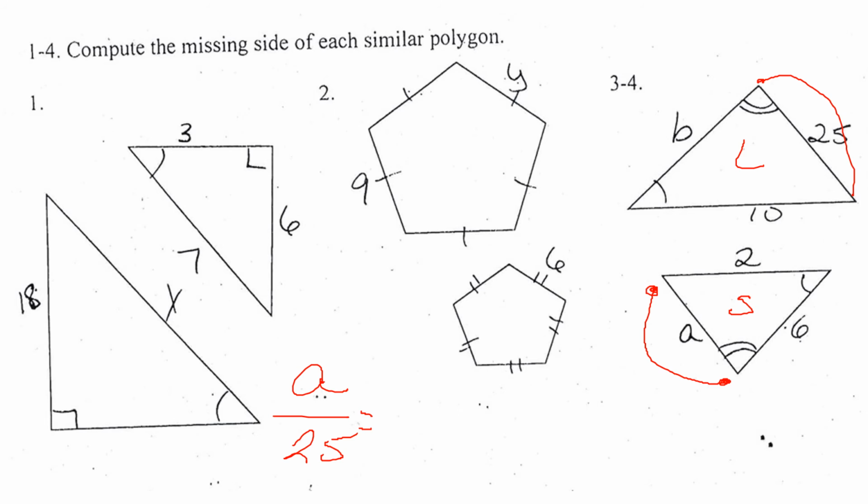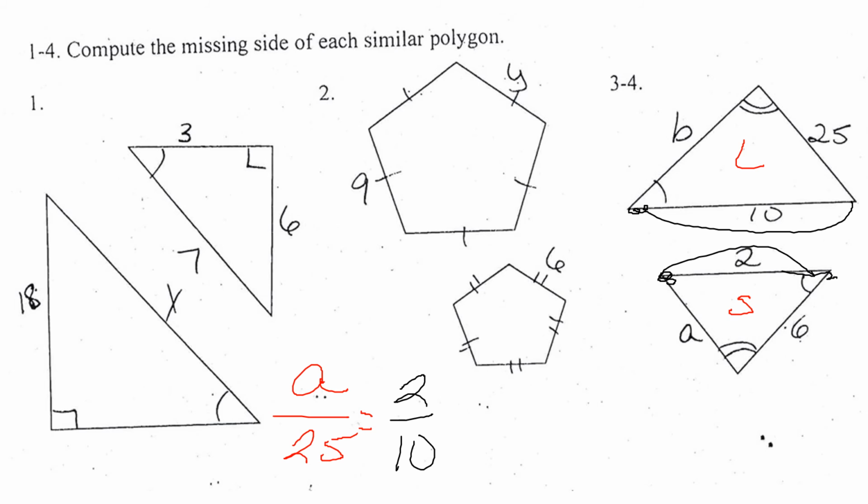Alright, now, if I picked 6, that's the double and the single hatch mark. The 6 would match up with B, double and single hatch mark, but I can't have A and B in the same problem. So we're going to put 2 instead. And 2, single in the corner with nothing, goes with 10. So 2 over 10. Cross multiply, 10A equals 50, and A is going to be 5.